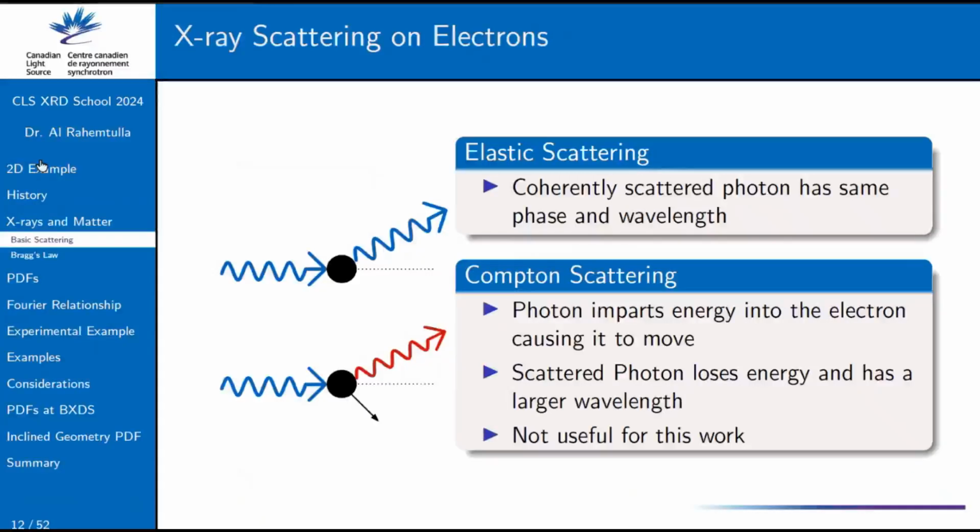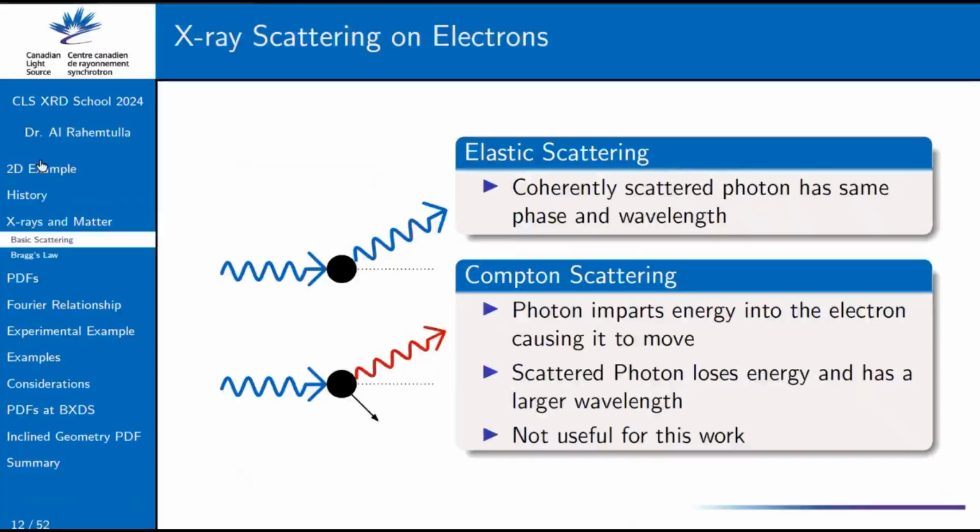So getting back to X-rays interacting with matter. X-rays are electromagnetic waves as well as photons, so they're going to like to interact with charged particles. We're going to start off with the electron. While there are a bunch of ways we can interact, there are two things I want to focus on. One is elastic scattering, where a photon comes in, hits the electron, and then bounces off, still maintaining its same phase and wavelength.